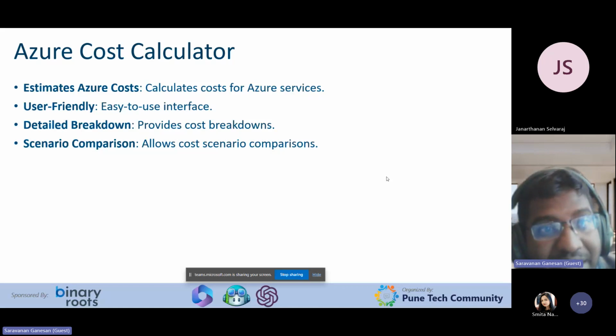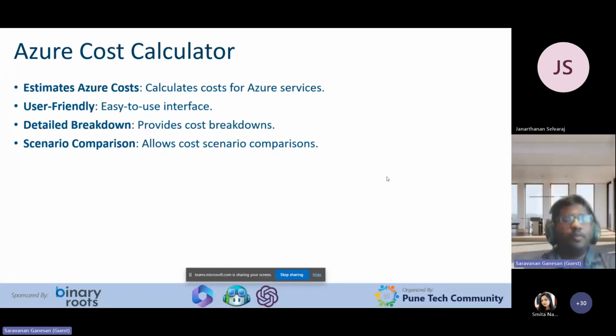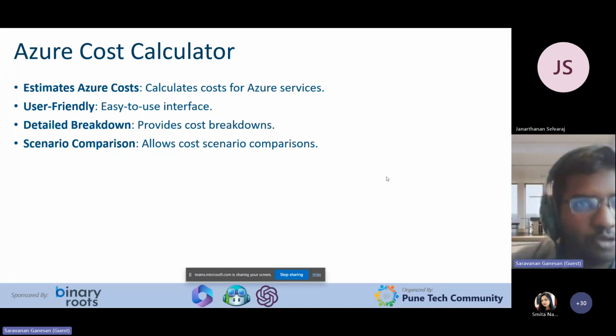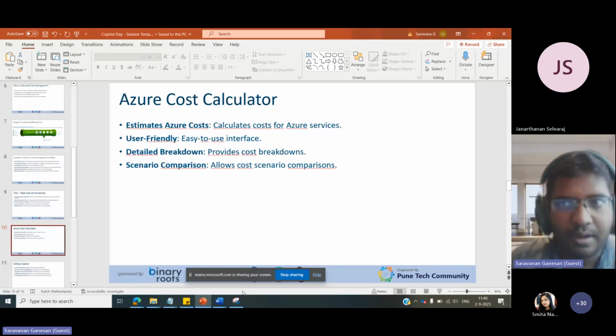Okay, and it also provides some detailed cost breakdowns, and it is also used for cost scenario comparisons. Like if I use the standard S1 tier of IoT Hub along with the standard S2 tier, it will tell the comparison of how many messages it can accommodate, or what cost will come for a month and all like that. So we'll be going for a small demo on this Azure Cost Calculator as well actually. So it will be easy for you to understand.